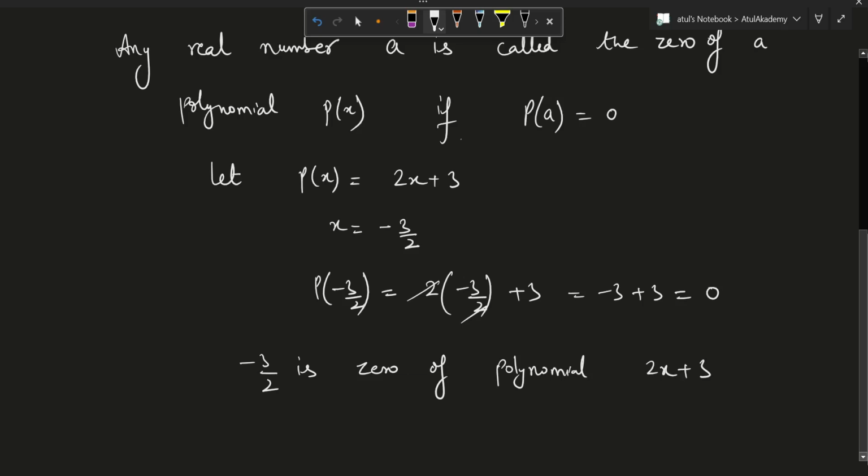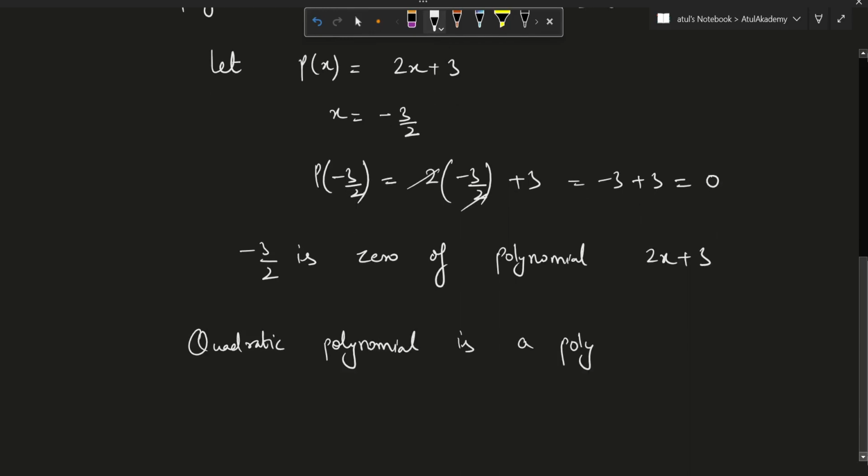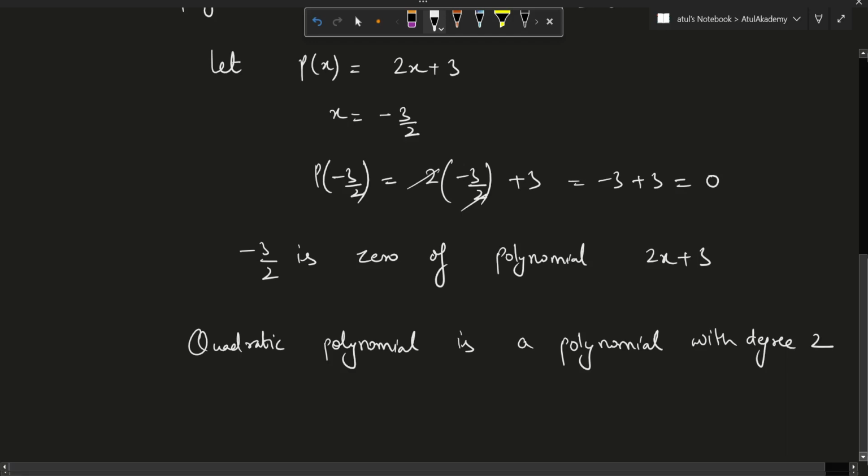Now let's discuss what a quadratic polynomial is. A quadratic polynomial, as you all know, is a polynomial of degree 2. Now, what is this degree 2? Let's say you have a polynomial written as 2x square plus 3x plus 5 equals 0. Let us say we have this as a polynomial.